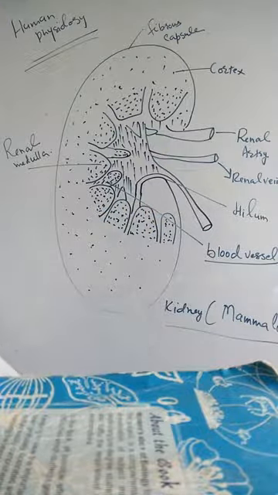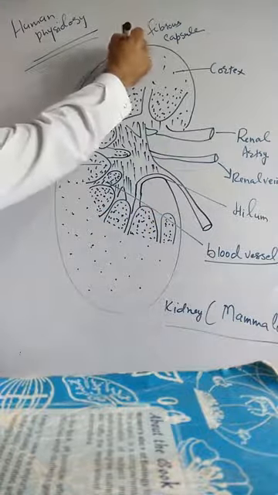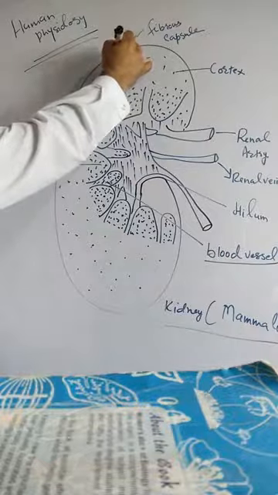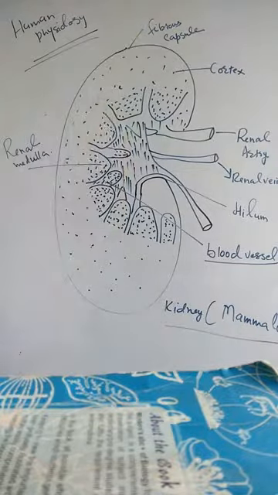Outside the capsule is a layer of fat. Here, outside the capsule is a layer of fat that surrounds each kidney. This fat is made up of the adipose capsule followed by a fibrous membrane, the renal fascia. The fibrous capsule, adipose capsule, and the renal fascia are protective coats of the kidney.